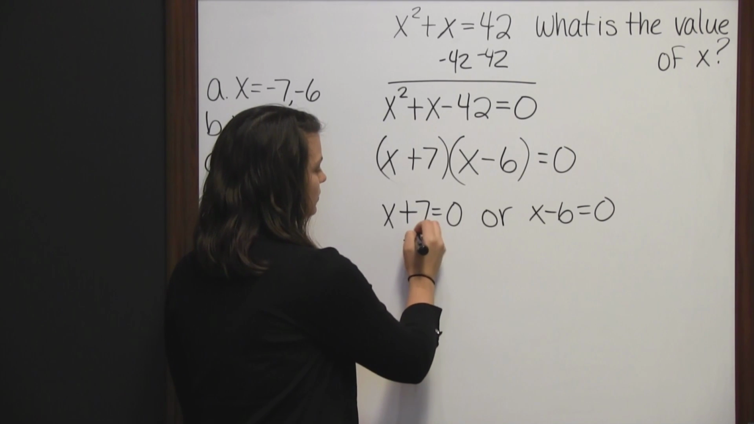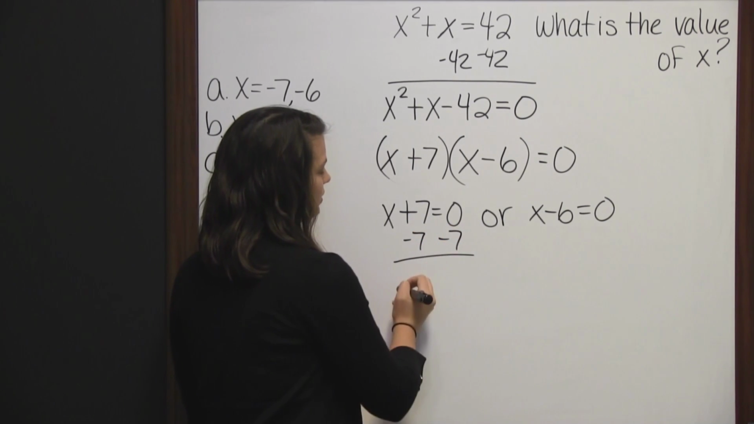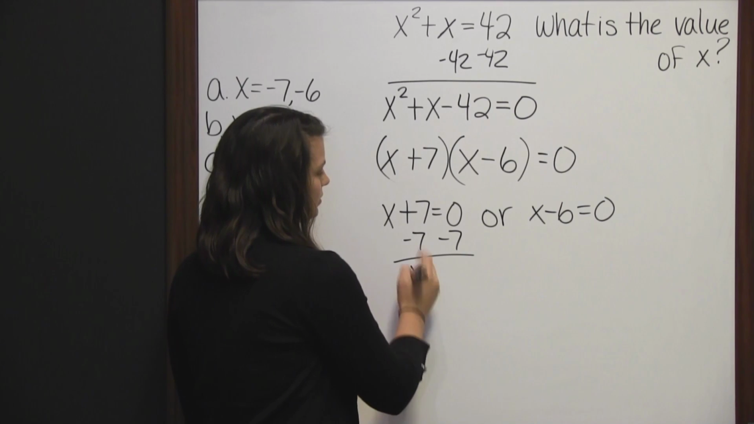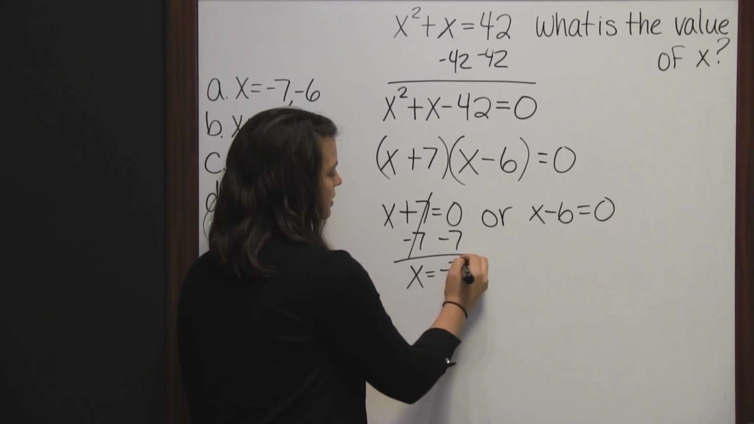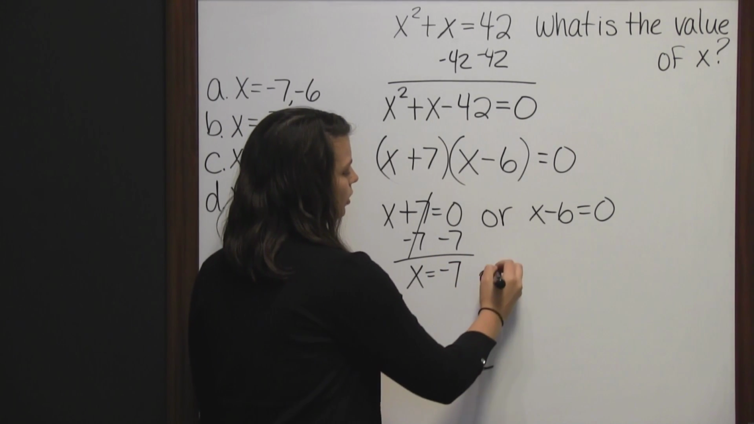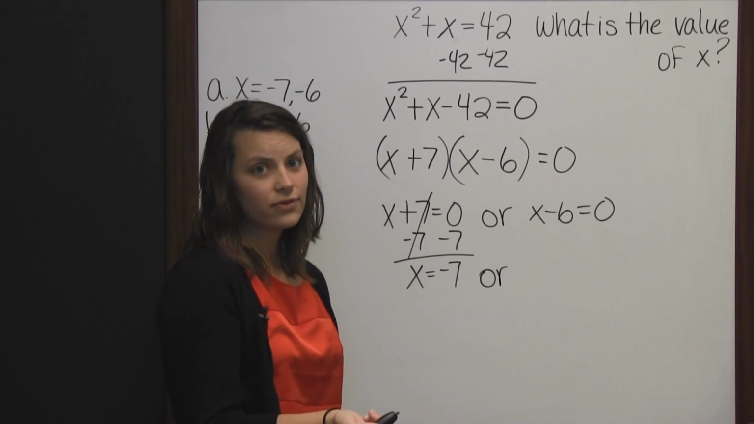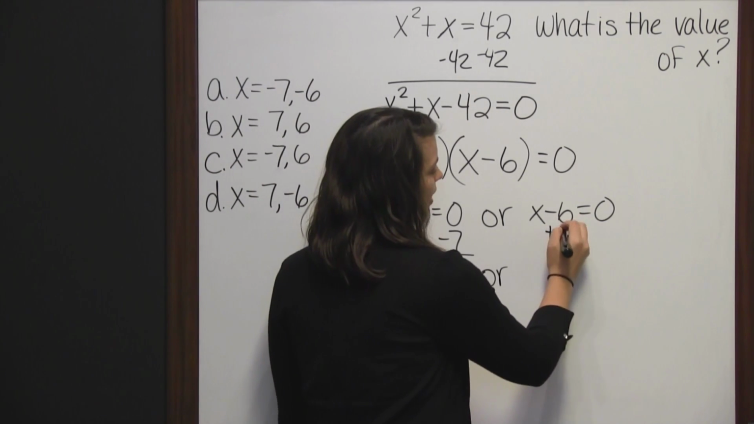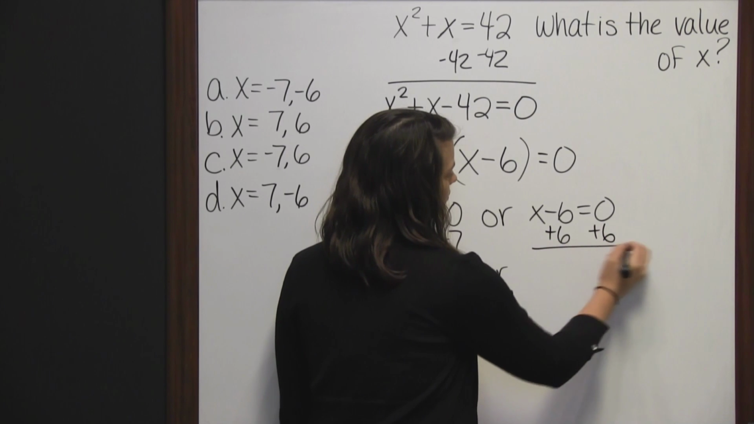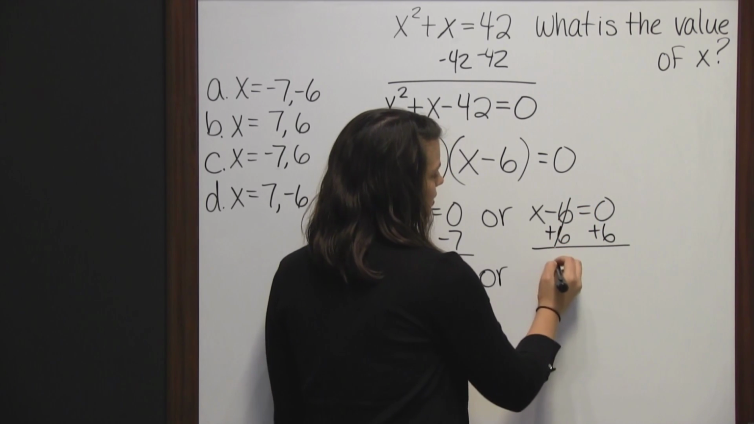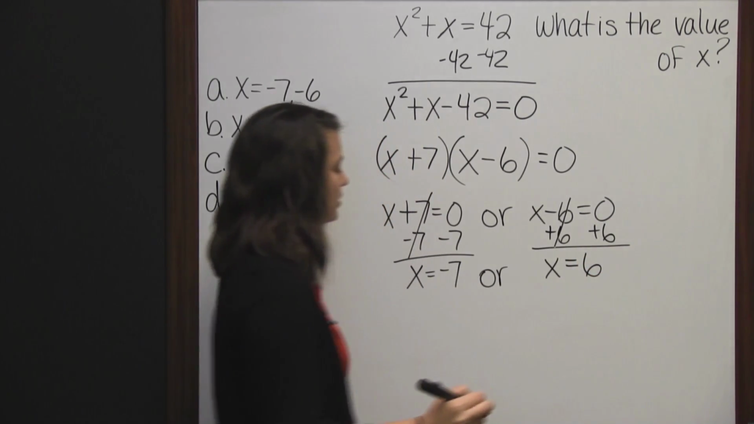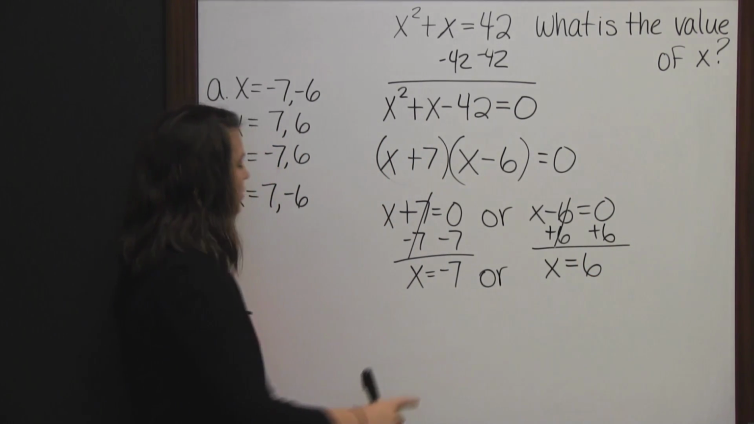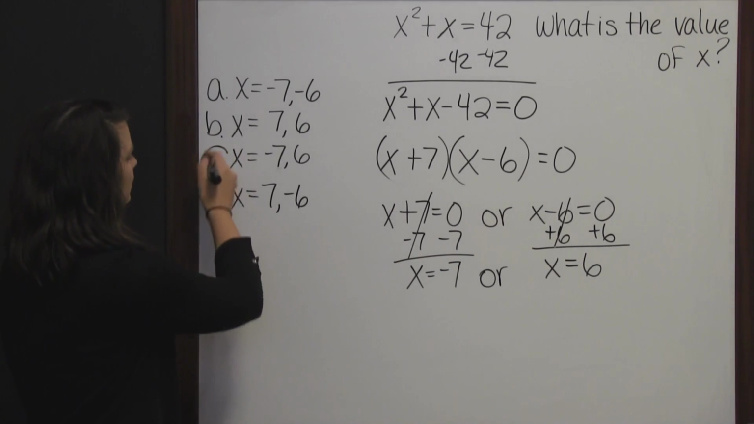So to solve for x on this one, we need to subtract 7 from both sides, bring down the x, plus 7 minus 7 is 0, bring down your equals, 0 minus 7 is negative 7. Or, to solve for x in our second equation, we need to add 6 to both sides. Negative 6 plus 6 is 0, so x equals 0 plus 6 is 6, which means x is negative 7 or it is 6, and that's answer C.